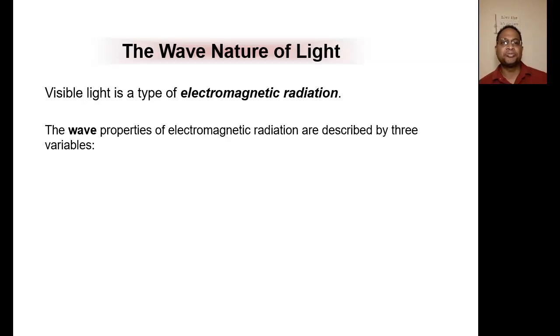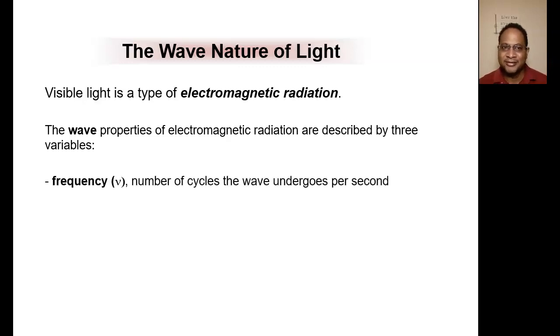So as you know, visible light is a type of electromagnetic radiation. The wave properties of electromagnetic radiation are described by three variables. Do you remember what those variables are? Can you tell me what they are? Yeah, good guess. First one, frequency. And if you note this Greek symbol that's given, it's called nu, and that represents the number of cycles the wave undergoes per second. What would be the second one?